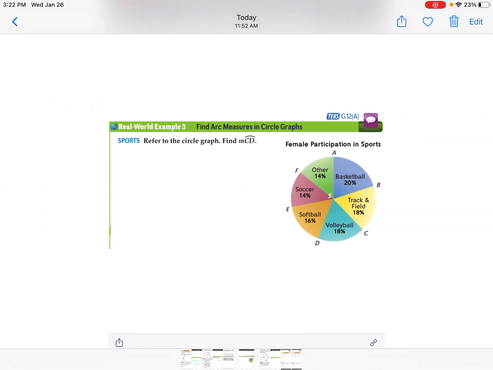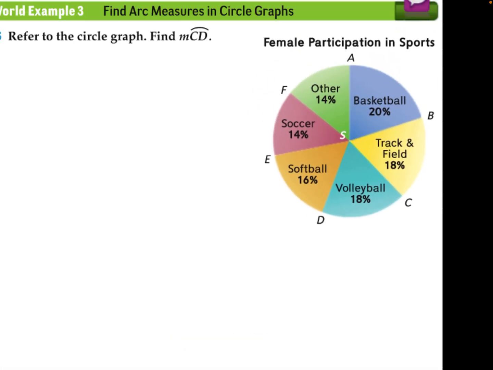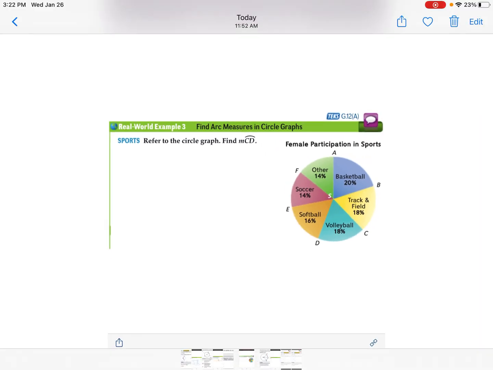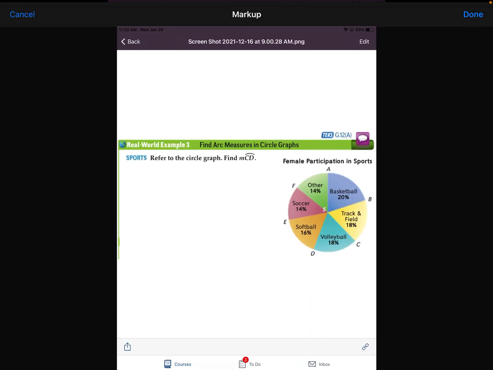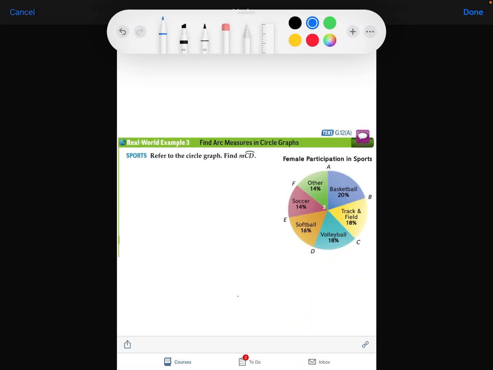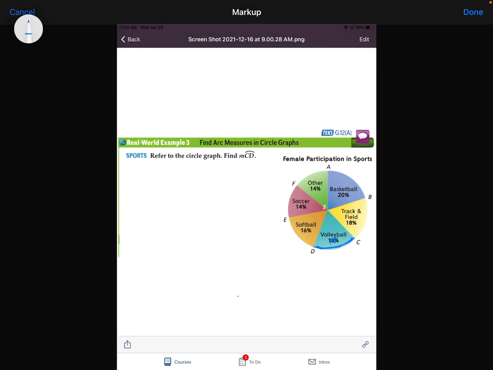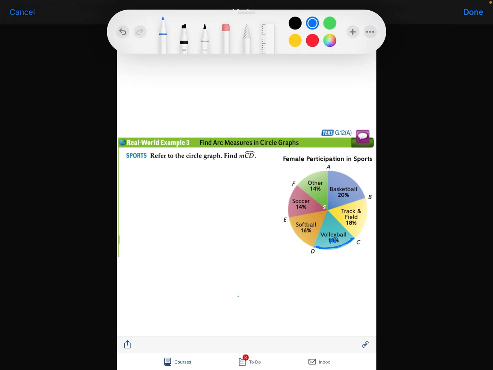Find arc measures in circle graphs. Refer to the circle graph. Find the measure of CD. So we want to find the measure right here, and it tells us that this is 18% of the entire circle.